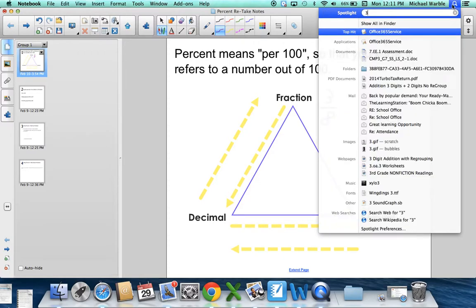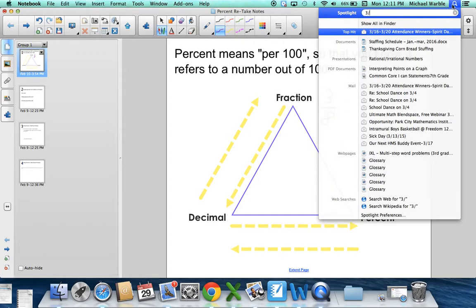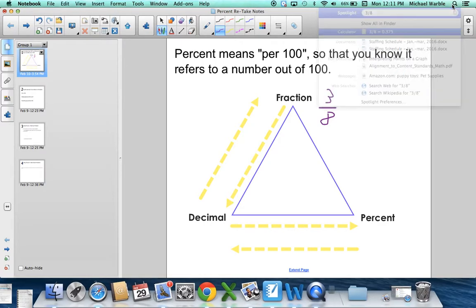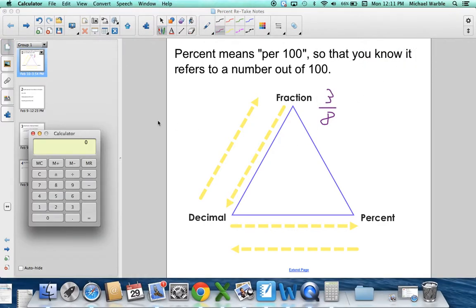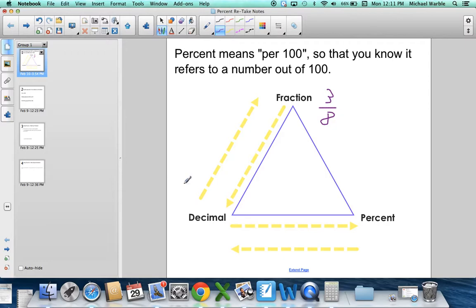3 divided by 8. And a calculator pops up here. 3 divided by 8, and you get 0.375. So your decimal, fraction to decimal, is going to be 0.375.